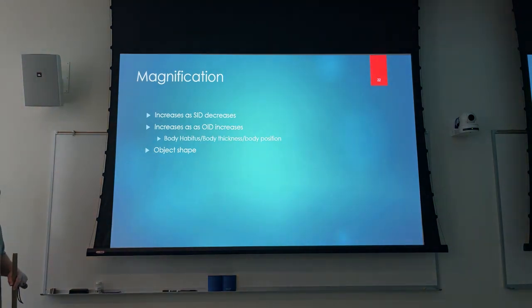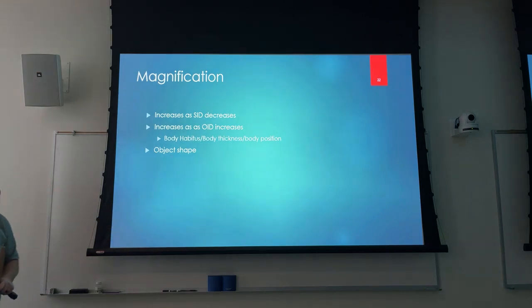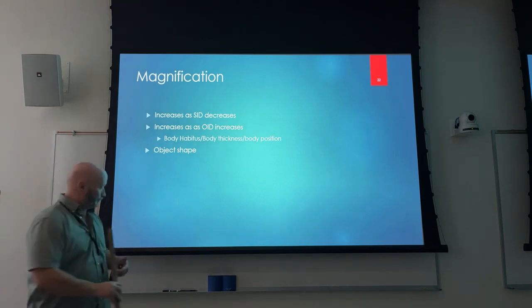So body habitus, body thickness, body position, and also exam type. Object shape also has a problem, or you have a problem with magnification with different types of shapes. And we've talked about this a little bit as well.